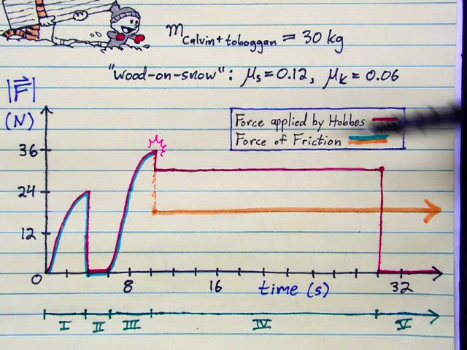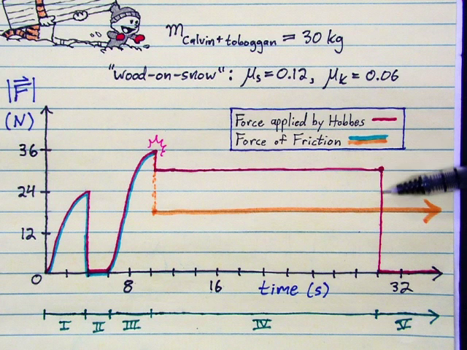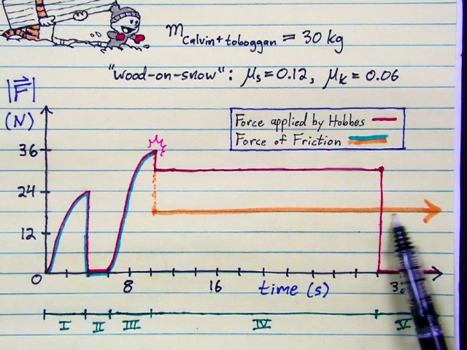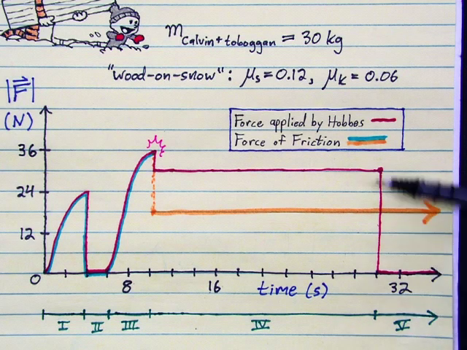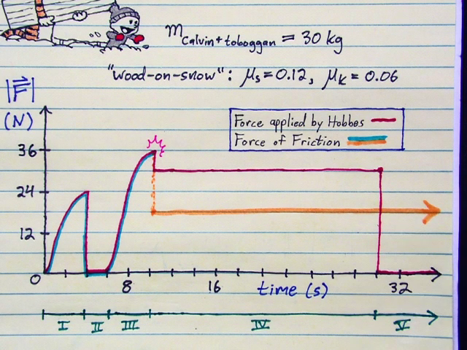And then at this moment, we see Hobbes' applied force suddenly drops to 0. That's because Hobbes falls flat on his face in the snow, exhausted, and lets go of Calvin, who continues to slide onward. Kinetic friction doesn't disappear because Calvin is still moving, but the applied force is gone. So from this moment onward, Calvin is going to be slowing down as friction brings him to rest. That's the tale.